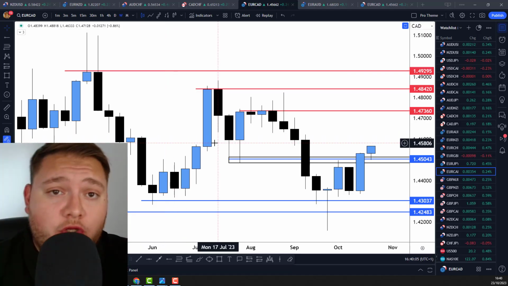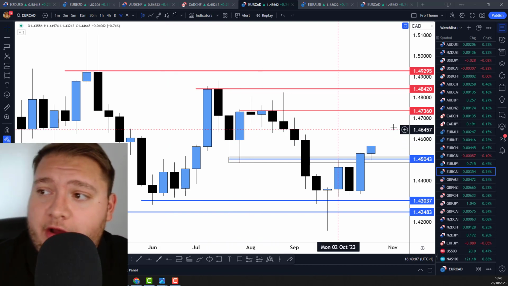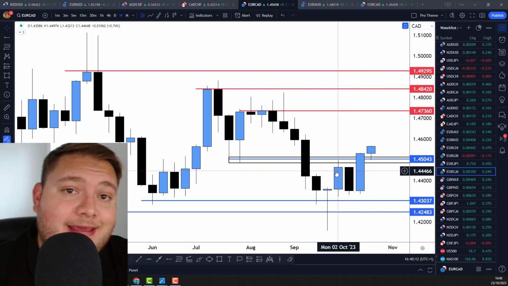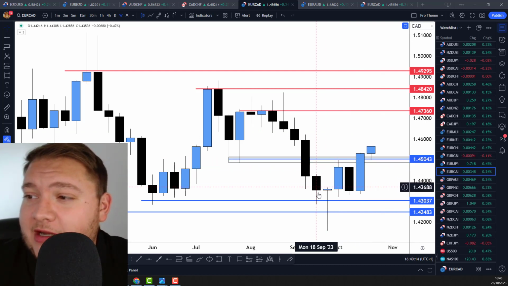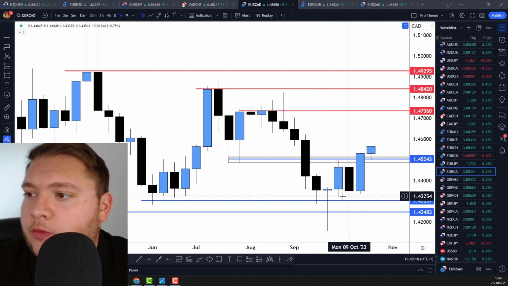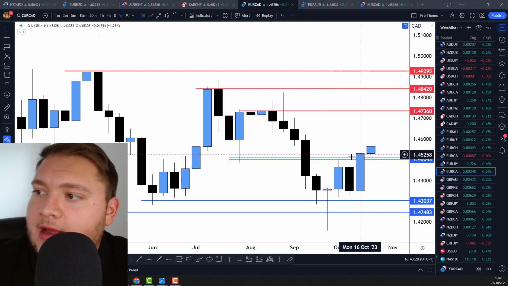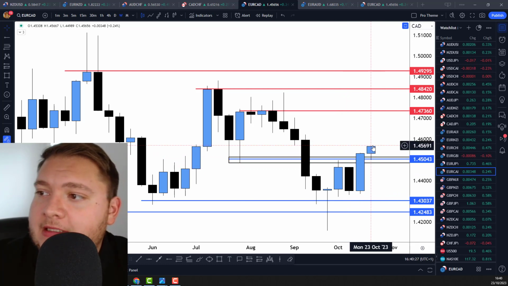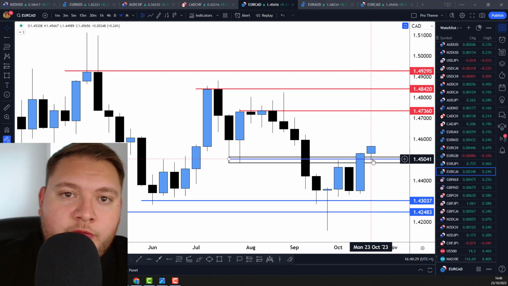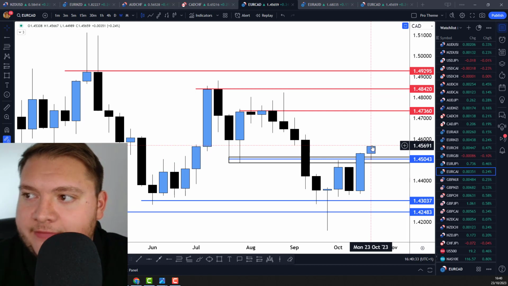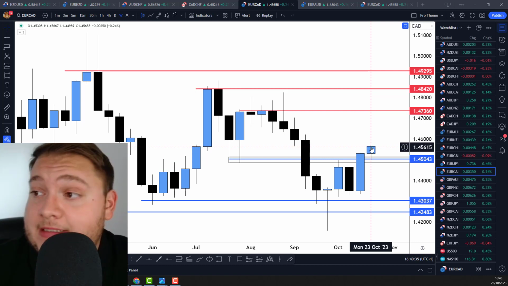Kicking it off with Euro CAD then, I'm on the weekly time frame. We can see that price has recently broken through a key level of resistance. So we've actually been consolidating down here between sort of the 1.43 handle and the 1.45 handle. Price just last week breached and closed above that level. Today we saw price come back down to 1.45, retested that 1.45 handle, and we've since then seen price kind of push back to the upside here.